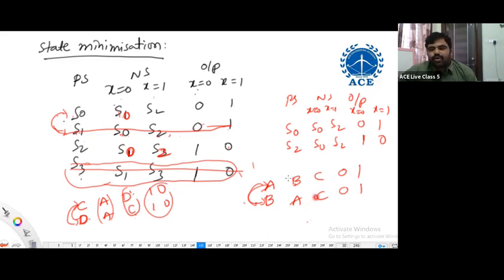Right, fine. So at this moment, once again, I'm explaining state minimization. One thing is merging of the states when all the properties are same for two or more than two states.